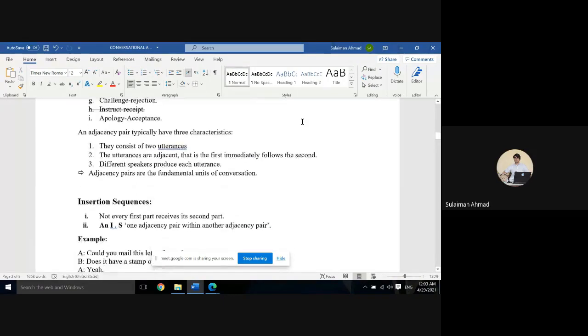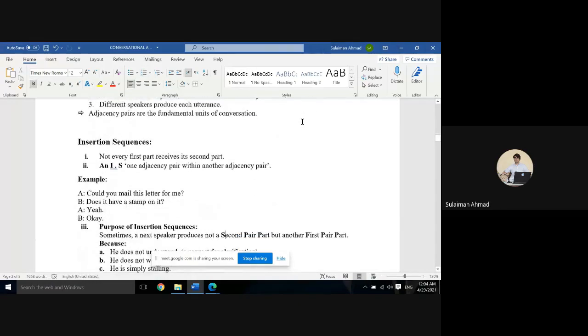Now, there are some insertion sequences. I have written examples for you so that it may be easy for us to cover this topic within the same session. Insertion sequences, remember, not every first part receives a second part.